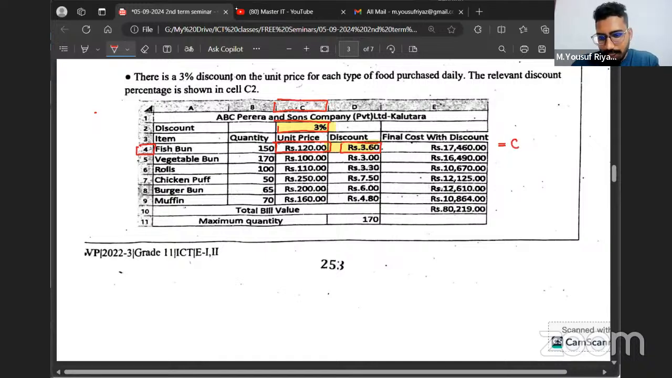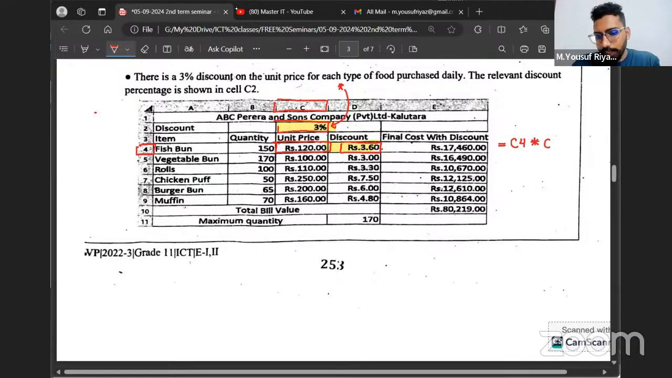Yes, it is cell C4. Okay. To find the discount, I will take the unit price and multiply it with the cell containing the discount. Now, first of all, tell me what is the cell containing the discount? Yes, the cell containing the discount percentage. I mean, the percentage is in which cell? It's in cell C2.